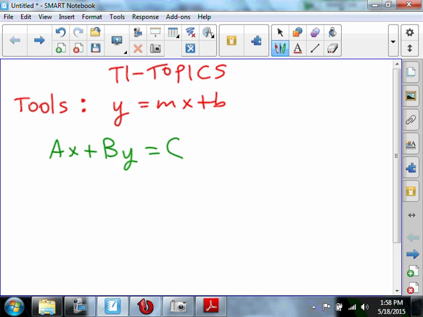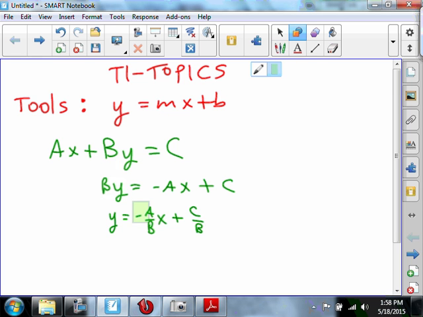It'd be nice if we could modify that a little bit. What if we got y all by itself? That would equal negative ax plus c. So solving in terms of y, y equals negative a over b, x plus c over b. The helpful thing about that is if something's in standard form, you can use that to find the slope and the y-intercept. Pretty handy information.